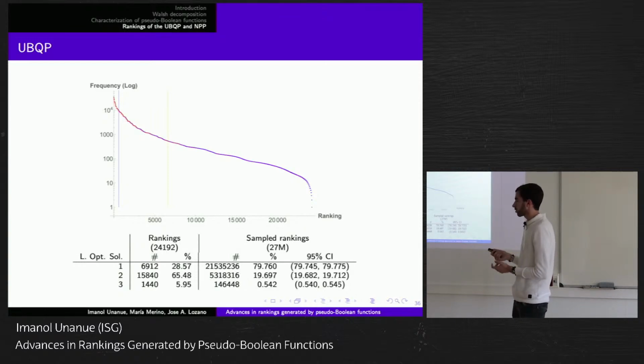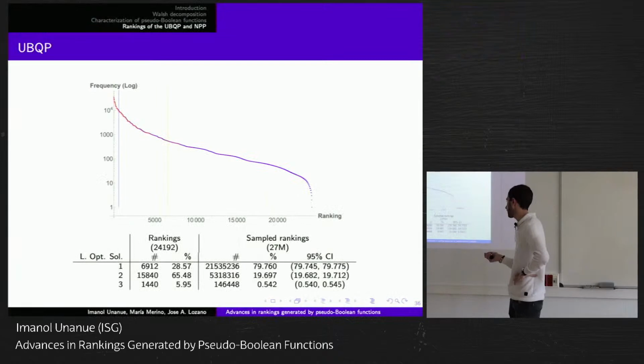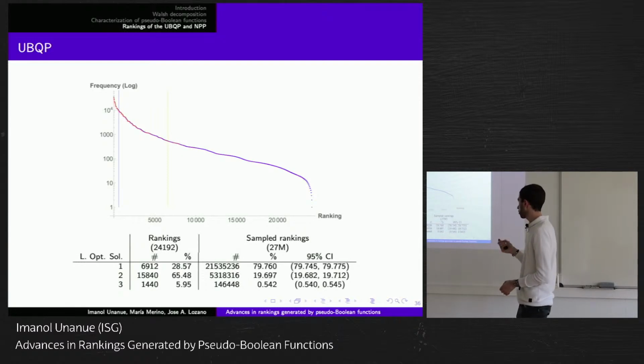The red points indicate that the ranking has only one local optimal solution. The blue points indicate that they have 2 local optimal solutions. The orange ones, which you cannot see very well, indicate that they have 3 local optimal solutions. In the table, we see a brief summary with the exact properties of the rankings compared with the sample rankings. That is to say, from the 27 million, how many rankings of solutions have 1, 2, or 3 local optimal solutions. That's for the UBQP case.